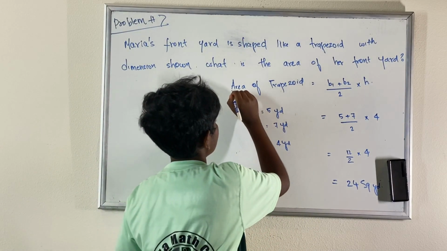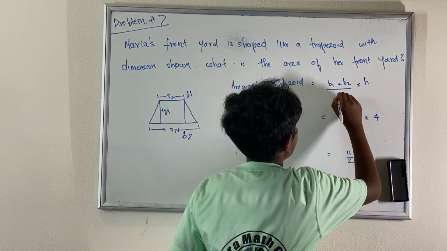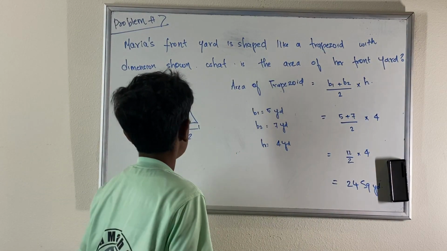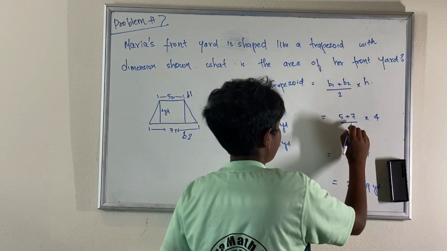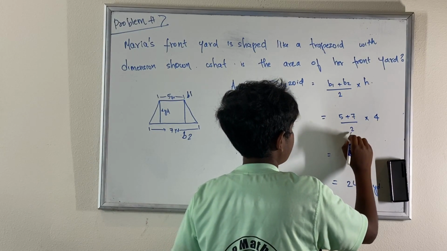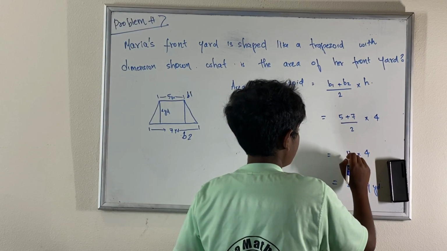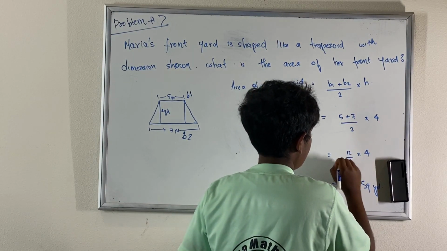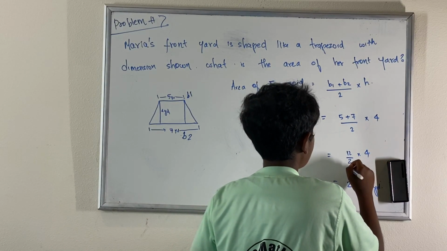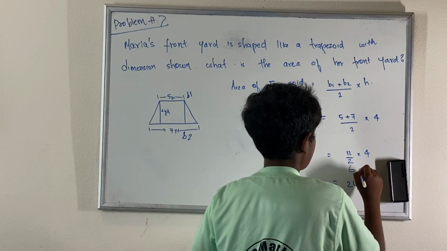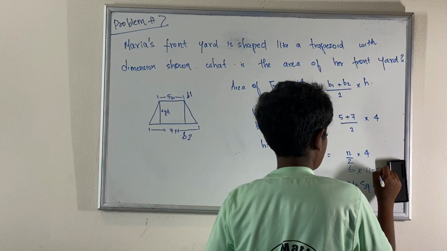So now let's look here. Area of a trapezoid is equal to base 1 plus base 2 divided by 2 times height. So now we know that will equal 5 plus 7 divided by 2 times 4. So as we know, 5 plus 7 is equal to 12. 12 divided by 2 times 4. So we all know that 12 divided by 2 is 6. And times 4, which is equal to 24, which resolves right here.